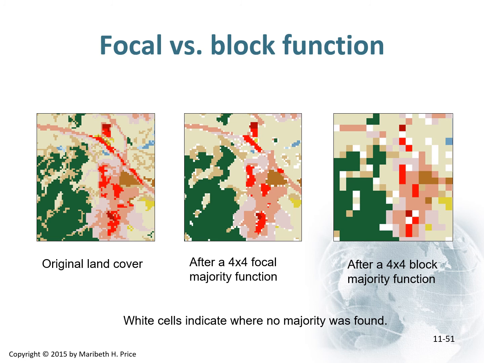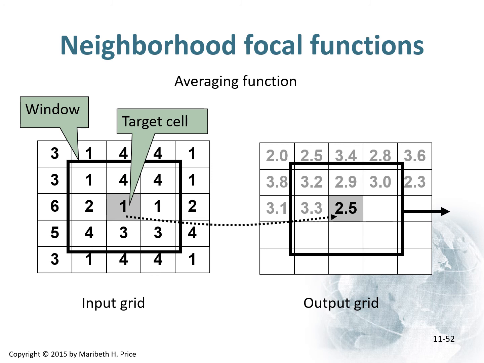Now, if we do the same thing as a block function instead of a focal function, see how much more grainy it looks than what it does over here? One smooths it out, one really blocks it up. And so this is just showing you how the neighborhood function works. You can go back if you want to spend the time to look at this.